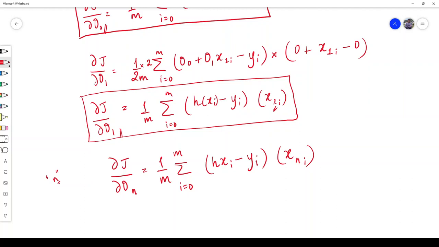Yeah. So basically, this is why you can see that when you are differentiating with respect to a particular parameter, what also matters is the input to that parameter. So you're seeing how the value changes with respect to that particular input. So this is basically like a general formula.